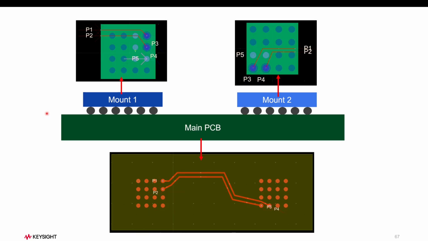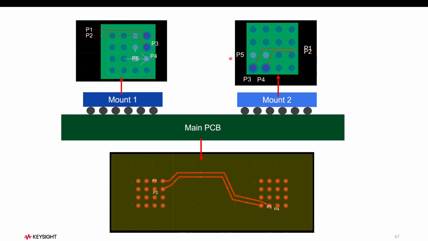As you can see for this example, I'm using very simple dummy boards. So the main PCB is just two traces connecting the two locations of the mounted components together, and the mounted components are also just simply two traces traversing through the layer stack down to the solder ball, and the same for mount 2.